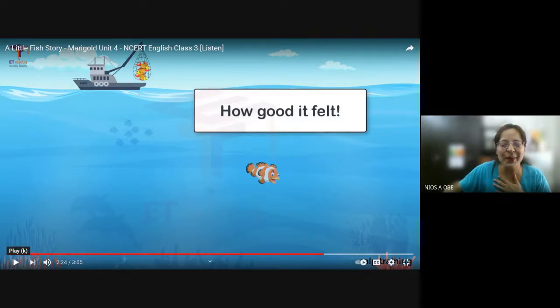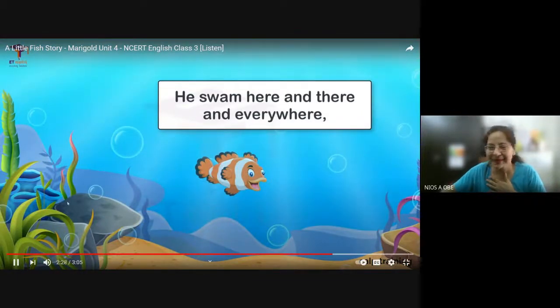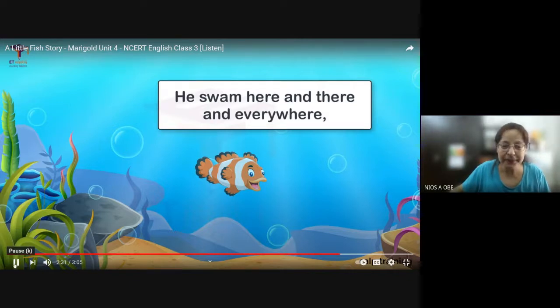How good it felt. Wow. Back in the water. He swam here and there and everywhere. And then this fish swam here and there and everywhere. Now this little fish is feeling very happy. He's swimming here and swimming there and everywhere.